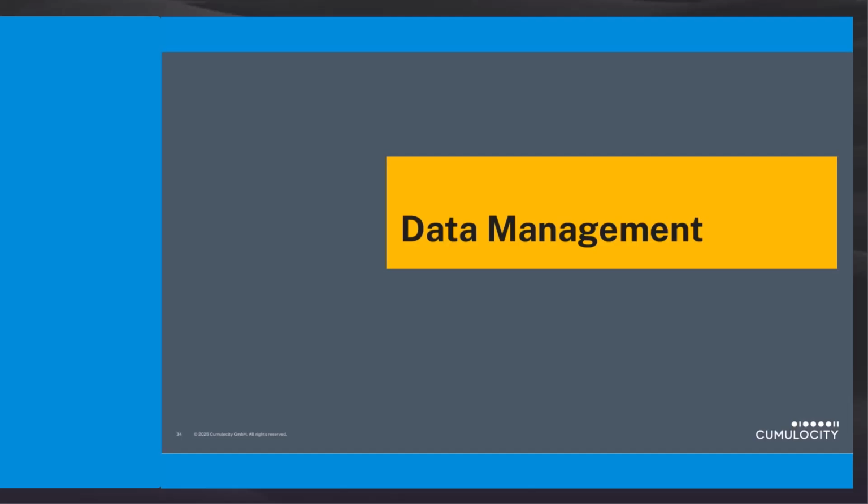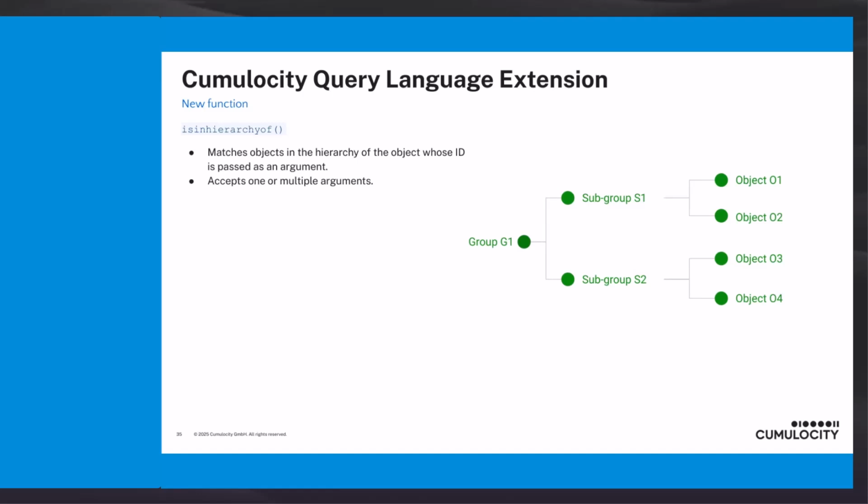I want to leap ahead to the data management area. Something that we've been working on and delivered in Q1 is an extension for the Cumulocity query language. We've added something called "is in hierarchy of." We've had a lot of feedback saying we'd really like to be able to find out what the hierarchy looks like of our devices. To that end, you've now got this "is in hierarchy of" language extension.